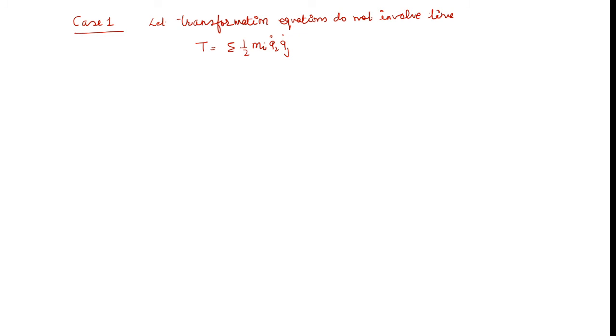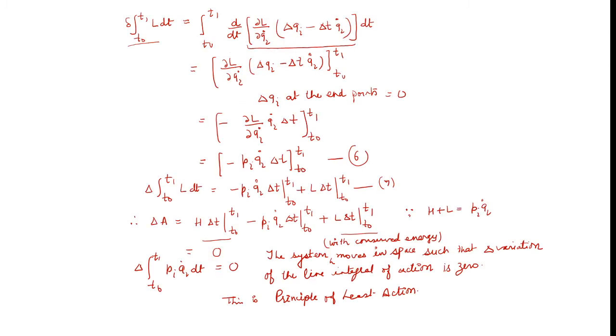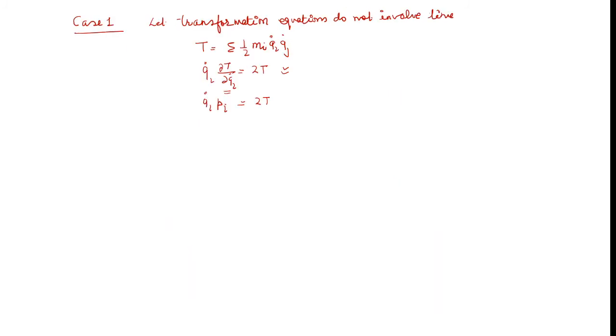And then we used the Euler theorem, and we said that the sum of qi dot times delta T delta qi dot will be equal to 2T. Using this relation, this delta T delta qi dot may be written as pi, so the sum of pi qi dot is equal to twice T. Now you look at this principle 8. If I replace this pi qi dot by twice T using 8, I get delta of the integral of twice T dt is equal to 0. So this is another form.